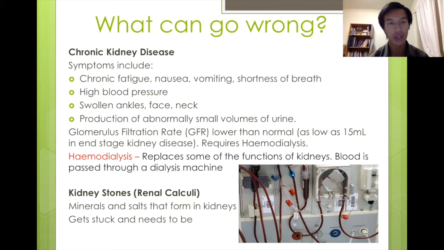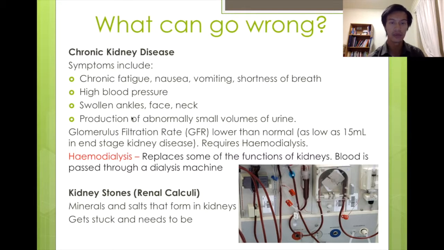Now, there's a few things that can go wrong. There are a few diseases. So, chronic kidney disease, the symptoms include fatigue, nausea, vomiting, shortness of breath, high blood pressure, swollen ankles, face, and neck, and the production of abnormally small amounts of urine. Basically, your kidneys aren't functioning properly to produce the urine that you need, and so you've got this issue of a build-up within your body.